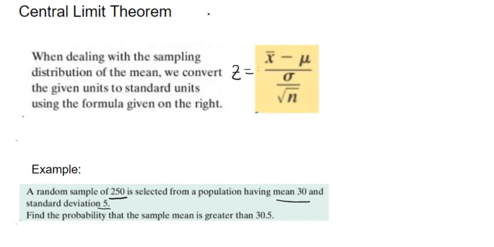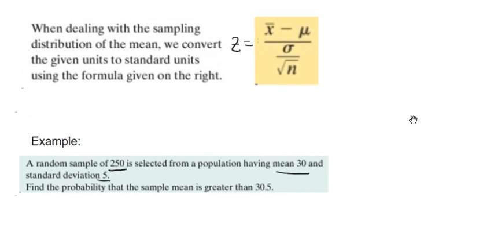But if we were to pick a sample of 250 people out of it, we're finding the probability that the mean of that sample is greater than 30.5. It solves problems like this, and that's basically what it's used for.